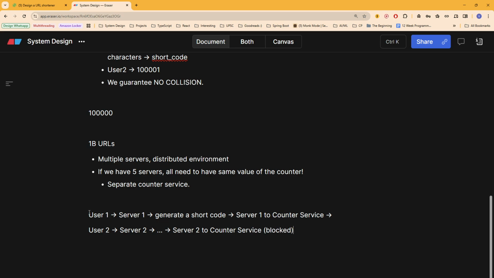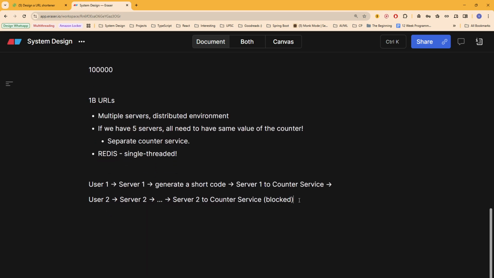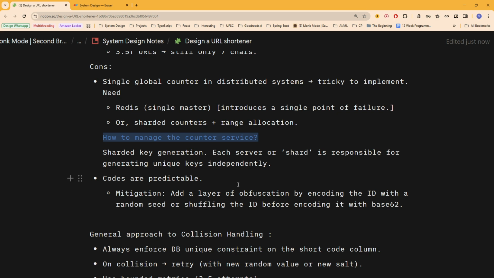Why? Because when we implement the counter service, we have to make sure that only one server can access it at a particular time. For that we can use Redis. You can read about Redis. Redis is single threaded and it will ensure that only one server is reading its data and incrementing it. Now this server is unnecessarily blocked. And when we talk of peak write, I think it was 5,000 to 6,000 writes per second, so many users can be blocked at a particular time, right? So how to solve this?